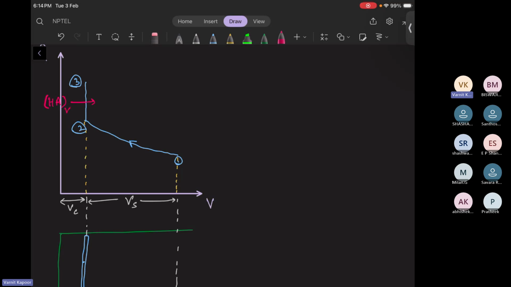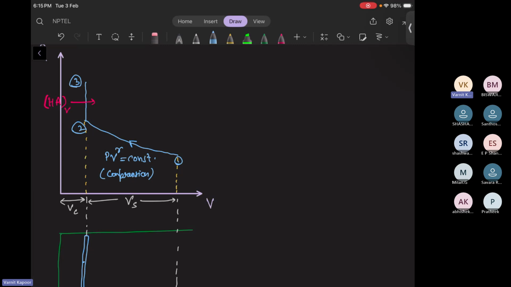at constant volume. The compression process was PV to the power gamma equal to constant, because it's an isentropic compression, adiabatic reversible. This is a compression process. 2 to 3 was a heat addition process.